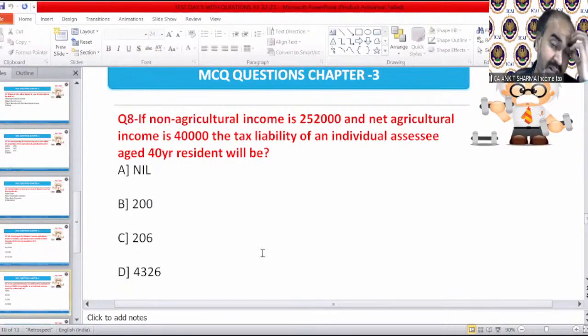Question number 8. If non-agricultural income is 2.52 lakh and net agricultural income is 40,000, then the tax liability of an individual assessee aged 40 years, resident, will be? Question number 8, solve it. What will be the tax liability? Do it fast.